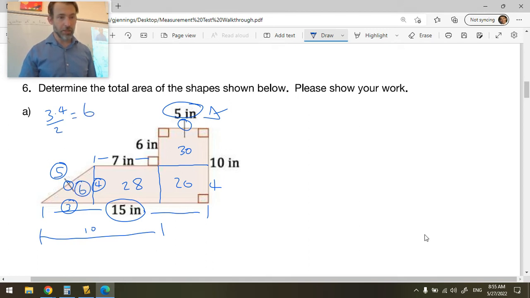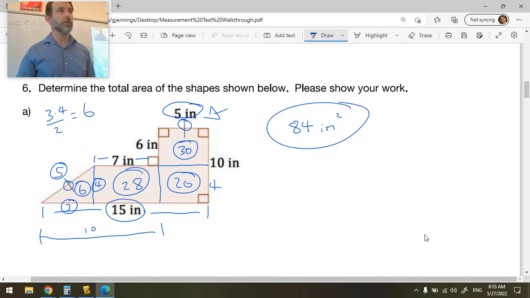So this is area 6, this is area 28, this is area 20, this is area 30. Add these together. 30 plus 20 is 50. 50 plus 28, 78. 78 plus 6, 84. So this is altogether 84 inches squared. 84 square inches is the correct answer. Okay. Now, you did not need to divide it into that many pieces.